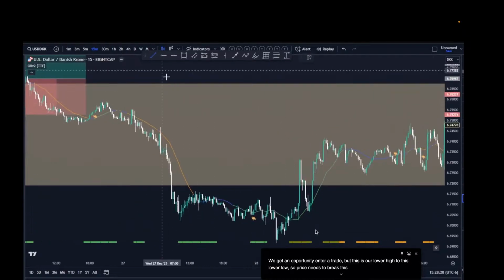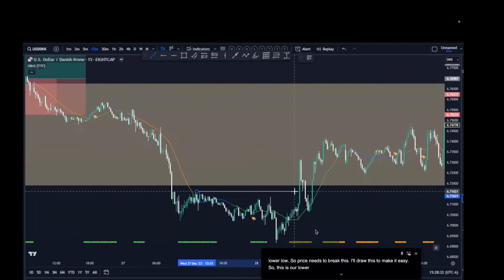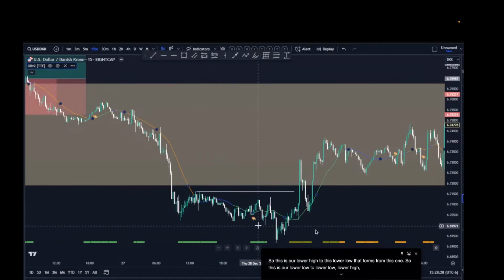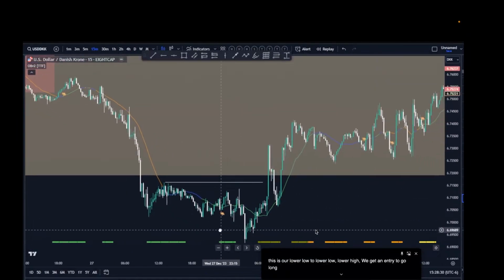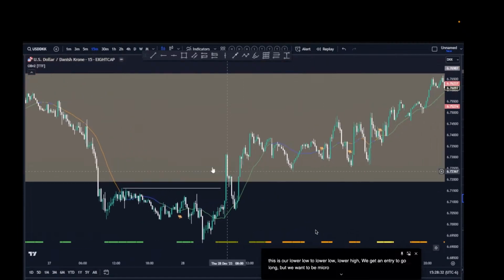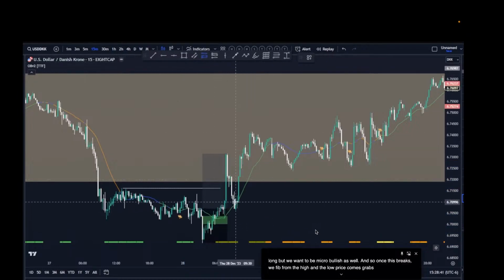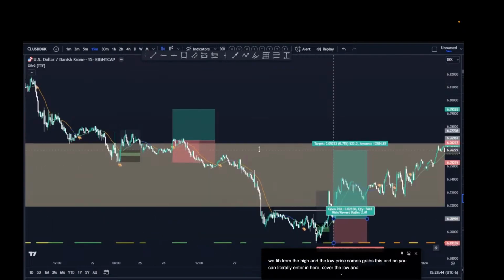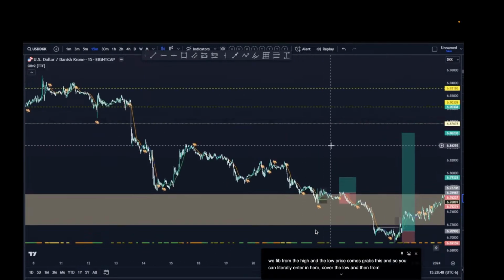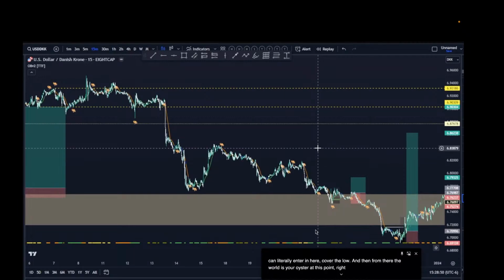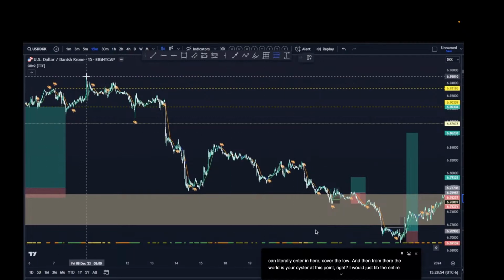I'll draw this to make it easy. So this is our lower high to this lower low that forms from this one. So this is our lower low to lower low, lower high. We get an entry to go long, but we want to be micro bullish as well. And so once this breaks, we fib from the high and the low. Price comes, grabs this, and so you can literally enter in here, cover the low, and then from there, the world is your oyster at this point, right? I would just fib the entire opposite move.